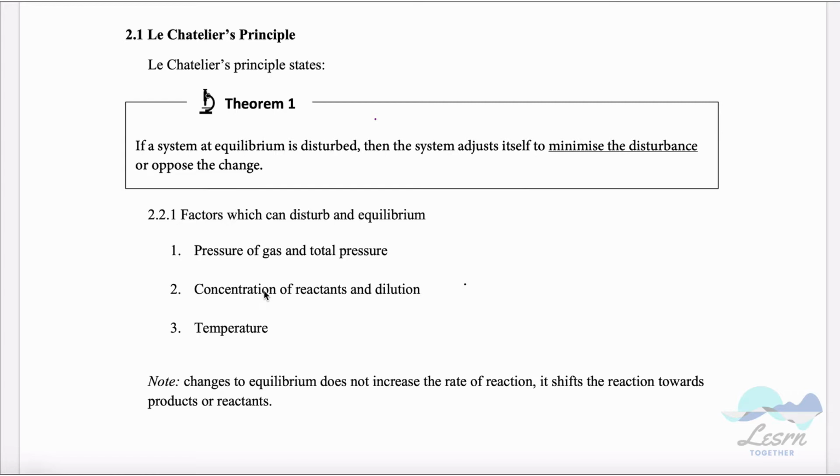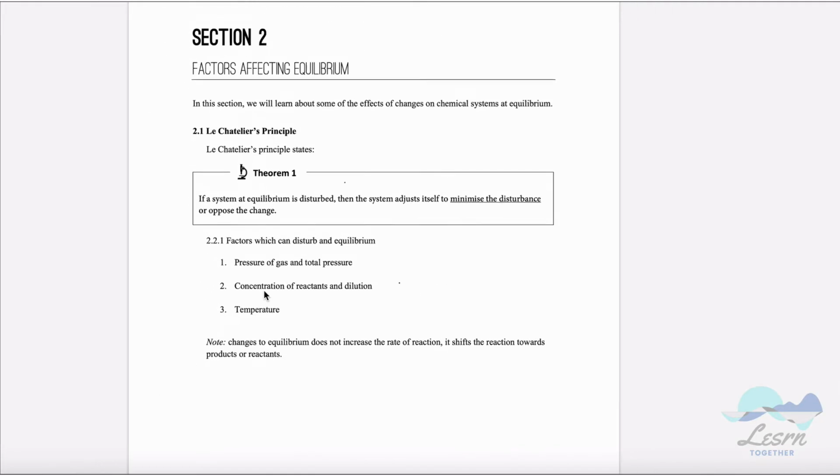So if a system is at equilibrium and you disturb it, it will adjust itself to minimize that disturbance. Not completely get rid of the disturbance, but minimize it. And we're going to be looking at that principle throughout this section, okay?